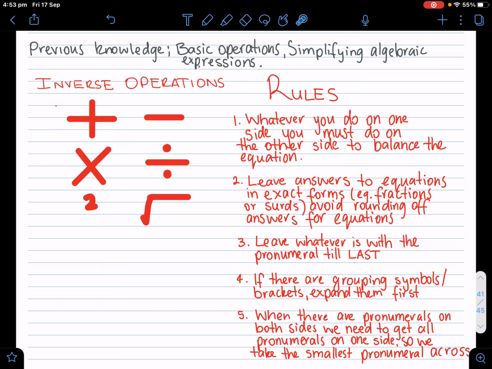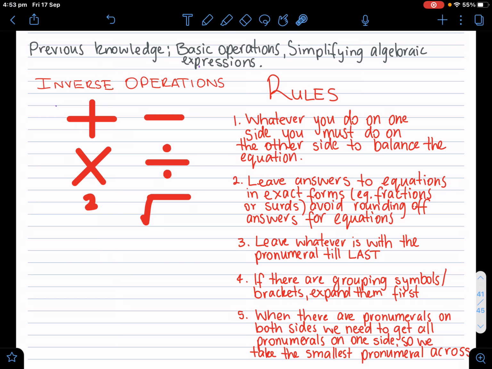Now I'm left with x over 4 equals 6. Now x over 4 as a fraction can also be read as x divided by 4. So the opposite of divided by 4 is times 4. And whatever I do on one side, I have to do on the other. So that cancels that 4 out there, and I'm left with x equals 24. Let's go on to the next example.